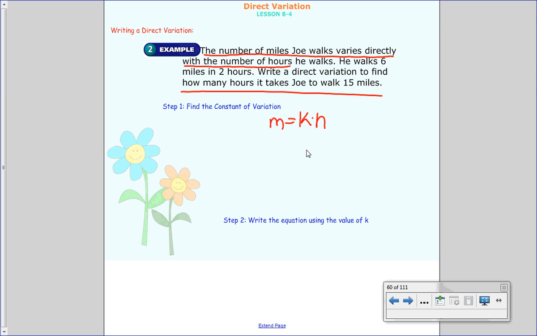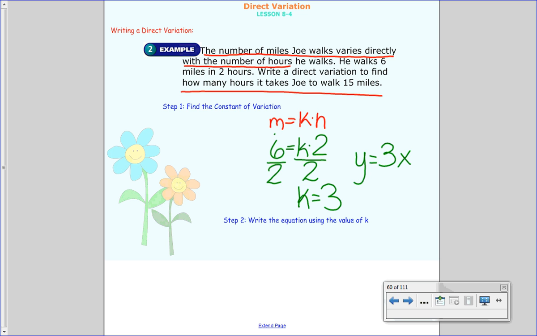Well, it takes him 2 hours to walk 6 miles. So again, I solve for K by dividing by 2, and I find out K is 6 over 2, or 3. So again, I write that in my original equation. Y is equal to 3 times X, or if I want to keep the variables the same, I could write number of miles is equal to 3 times H. So he can go 3 miles in an hour, basically.